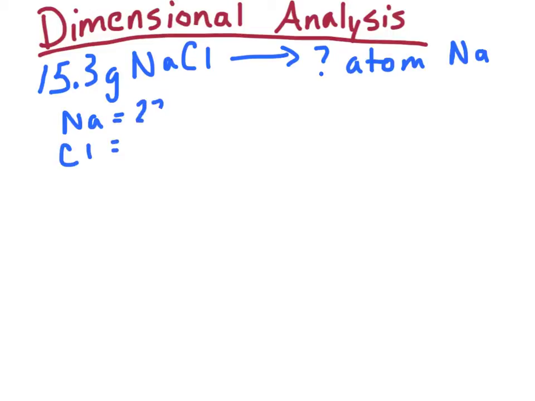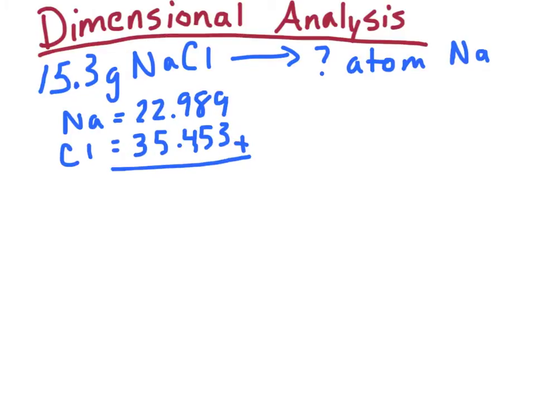Now sodium is 22.989, I think, and chlorine is 35.453. Now if I'm off by a little bit, I'm just doing that from memory. We're going to add those together. Okay, and we get 58.442 grams, and that's how many grams are in 1 mole of NaCl.